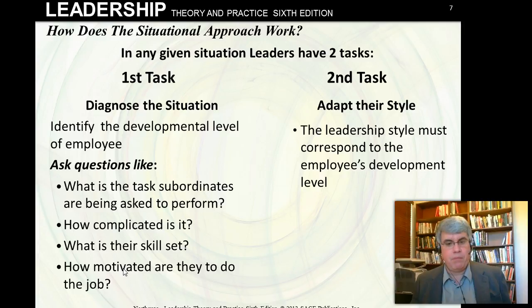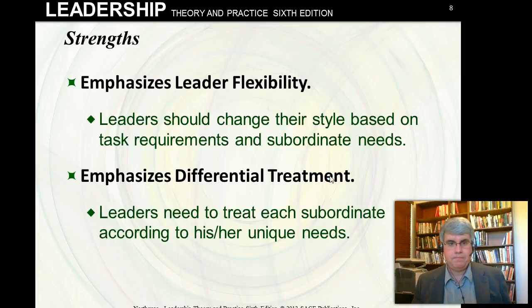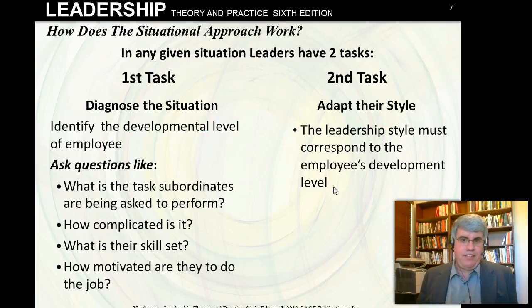But then also you ask how motivated are they to do the job. If they're not very motivated, they need a lot of relational support. If they are motivated, they don't need much relational support. So you diagnose the situation, you look at the developmental level of the employee, D1 through D4, and then you choose the appropriate style, S1 through S4. And so you choose the leadership style that corresponds to the employee's development level. Okay, so that's the theory.